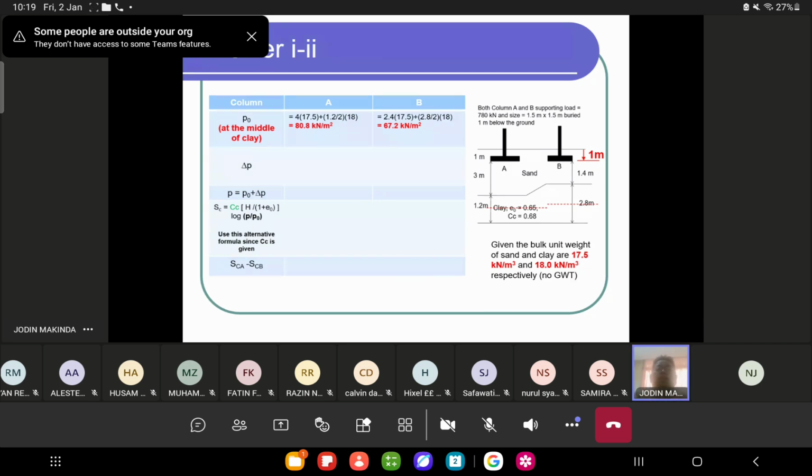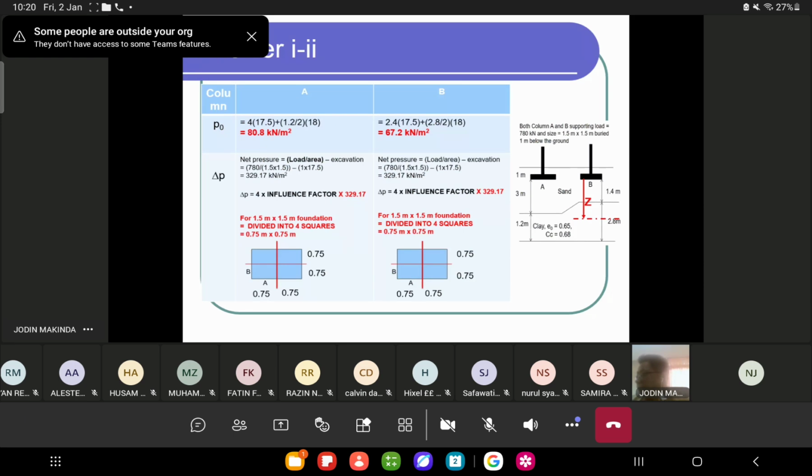All right. So we managed to solve the P naught. Pay attention. The most common mistake made by students in this step is the middle of the clay. They forget to divide the thickness of the clay by 2. If you have moisture or water, then you have to subtract the water. In this case, there is no water, so you don't have to subtract any thickness of water.